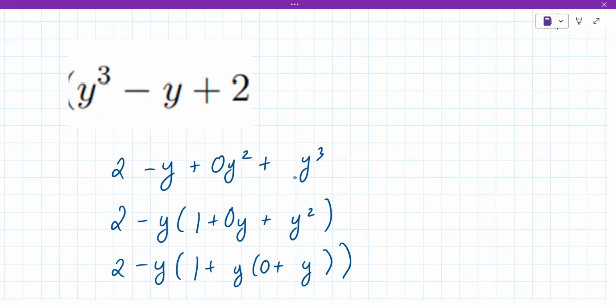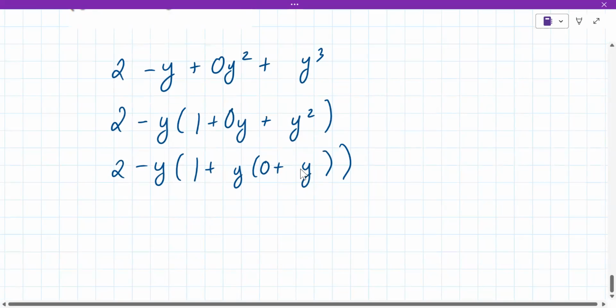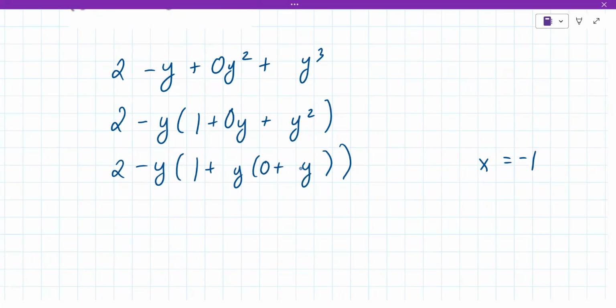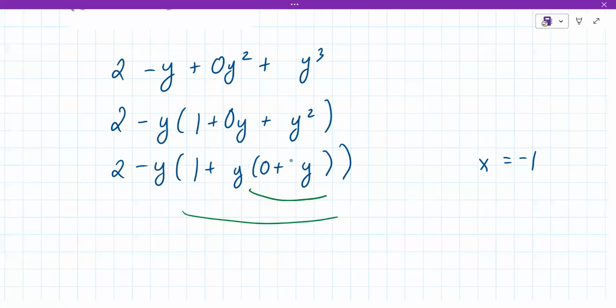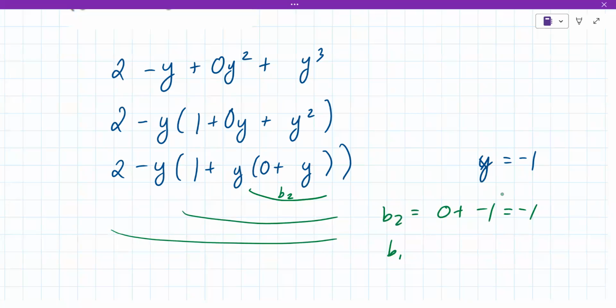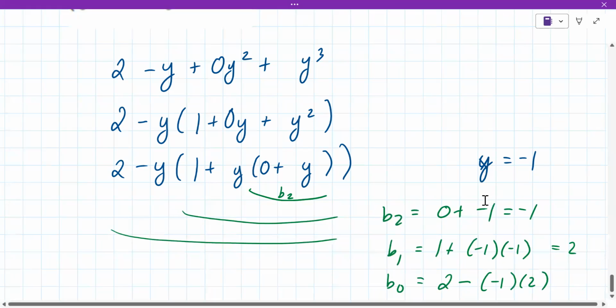Okay. And then we put in x equals -1. So this first one here, I'll have to switch colors here again. This is B0, 1, 2, B2. So B2 equals 0 plus, I'm sorry, your y is -1. 0 plus -1, which is -1. Your B1 equals 1 plus -1 times -1, which is 2. And then your B0 is 2 minus -1 times 2, which ends up being 4.